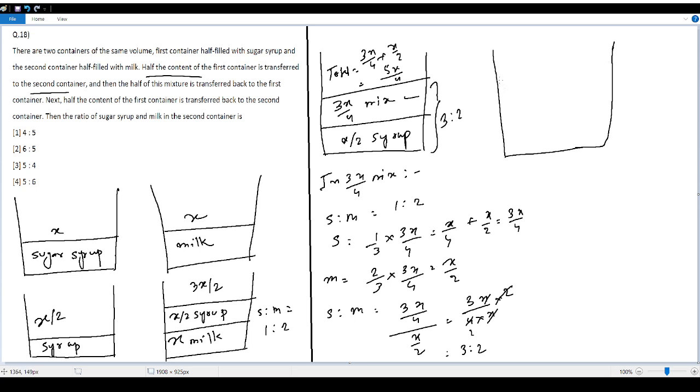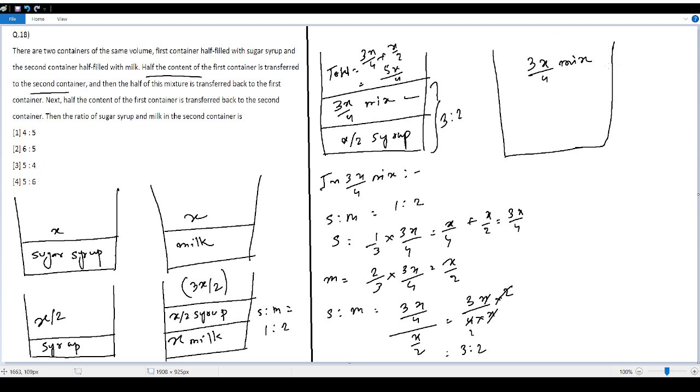What about this other one? The other one had x amount of milk, right? Sorry, 3x by 2 amount of mixture. So now it is left with how much? Half, 3x by 4 mixture, right? Because half has been removed, so half is left. Earlier 3x by 2 was present, so half has been removed, that means 3x by 4 is left.